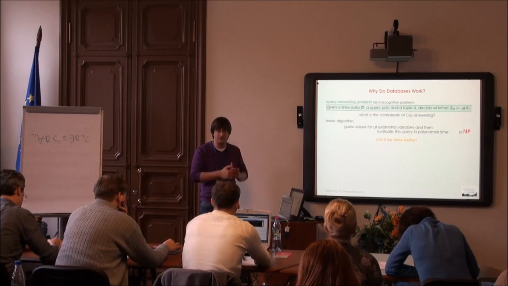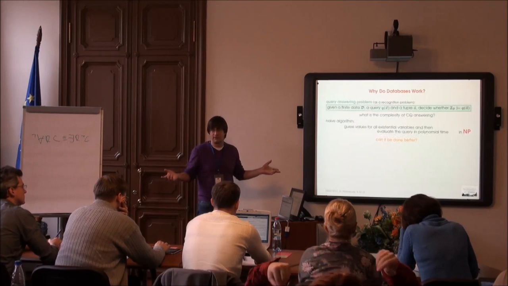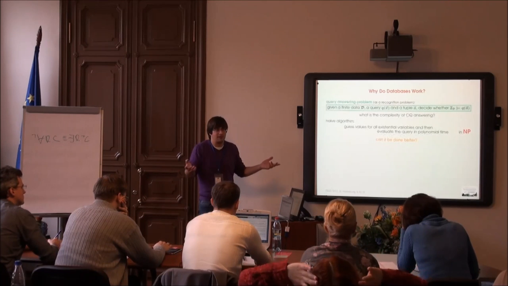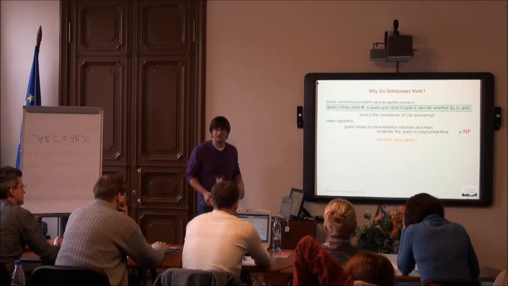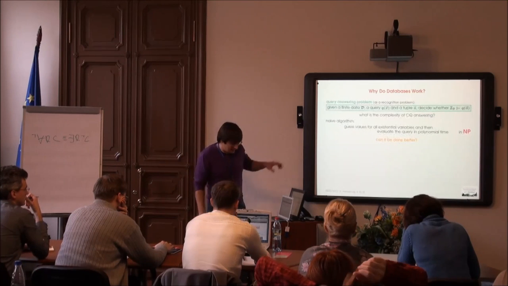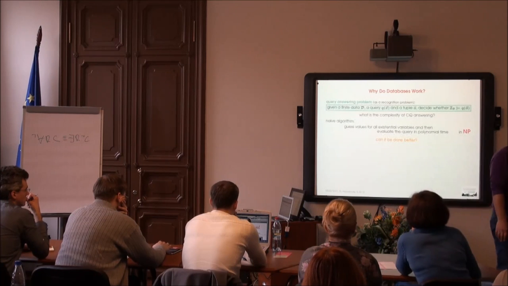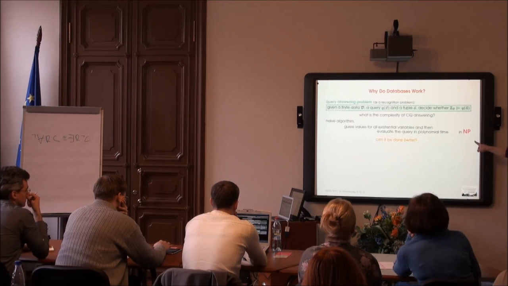So guess the values for those existentially quantified variables. If your guess is lucky, then you're lucky. If your guess is not, well, then there is another guess. But then you have to go through all the possible guesses. And this is what is described as non-deterministic polynomial time, NP.